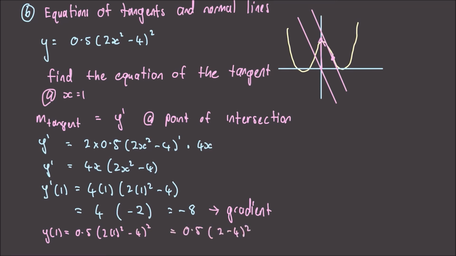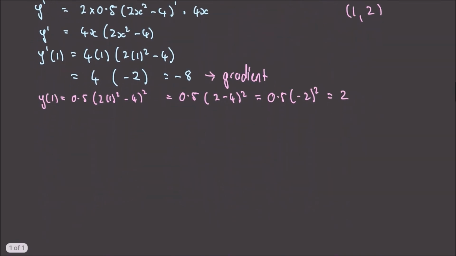And it's going to work out to give us 2. So we know that our x and y coordinates are 1 and 2. And using that, we're just going to go to our equation of a straight line for a tangent. So a tangent is going to be a straight line, and that's going to have an equation y equals mx plus c. And m, of course, is the gradient of the tangent, which worked out to be -8.